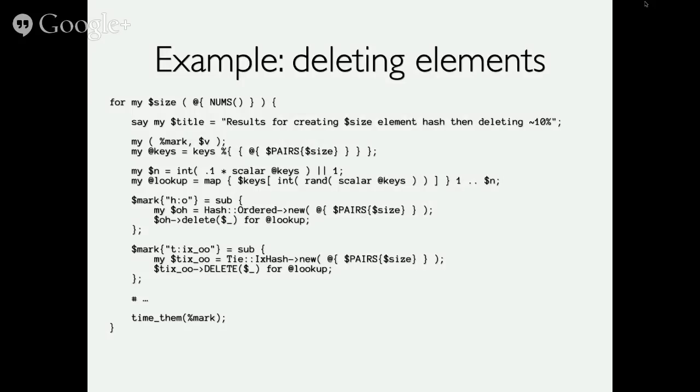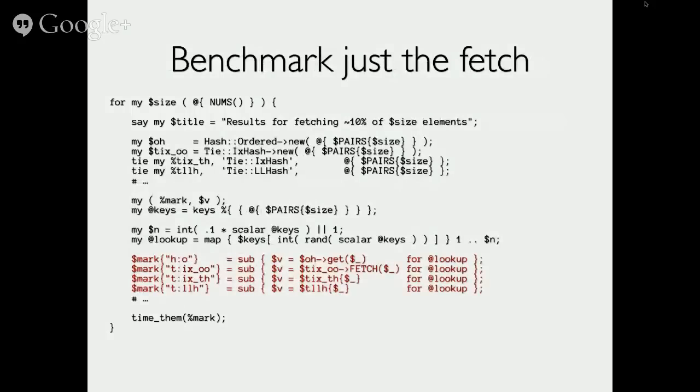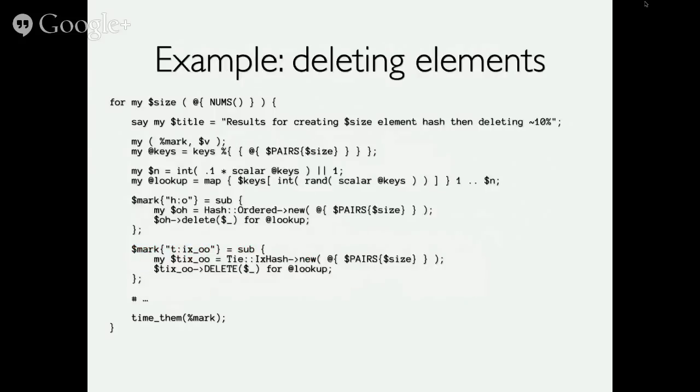When I did the fetch, it was all existing keys. I wasn't testing for non-existing keys, which would be an interesting test as well. But in this case, this was what I tested. Deleting elements is where I had to deviate from that. And this is actually a limitation of Benchmark.